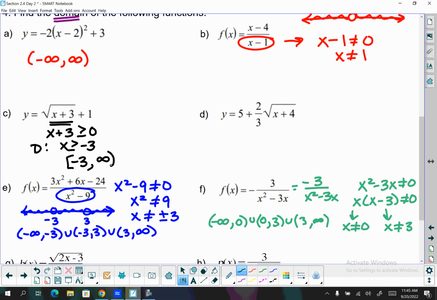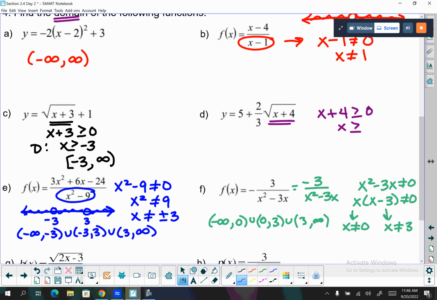Okay? Let's look at letter D. Again, the only thing we care about is the denominator, which 3 is not a variable there, so that's not going to do anything. But what's under my square root has got to be greater than or equal to 0. It's got to be positive. So what does x need to be? Greater than or equal to negative 4.